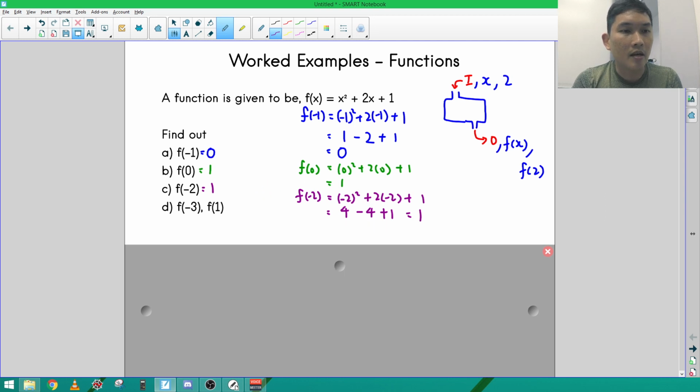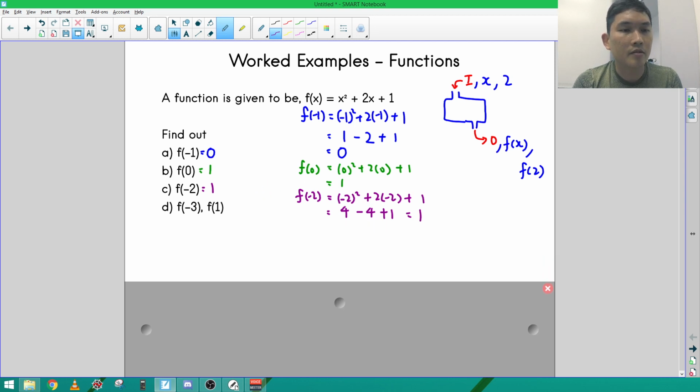Okay. And I think I have a bit of space over here. Let's make use of this space here. And I'm going to do f of negative 3 here. f of negative 3 is equals to negative 3 squared plus 2 times negative 3 plus our constant. Negative 3 squared very quickly is just 9. This is going to be a negative 6. This is going to be a positive 1. And 9 minus 6 is 3. 3 plus 1 is 4.